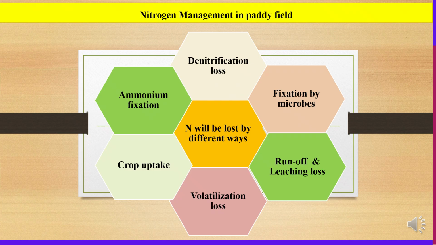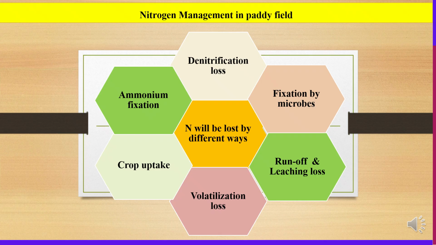Now we discuss the nitrogen losses in paddy. The different pathways through which nitrogen, N, can be lost in agricultural systems. Nitrogen is an essential nutrient for plant growth, but it is not fully utilized by crops due to various physical, chemical, and biological processes. The figure highlights these loss mechanisms.